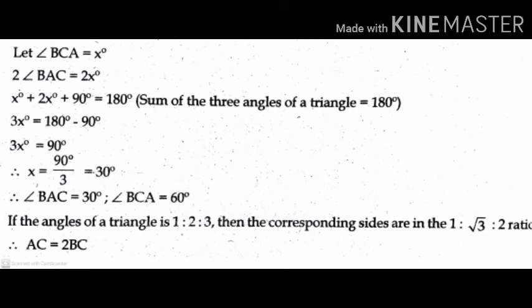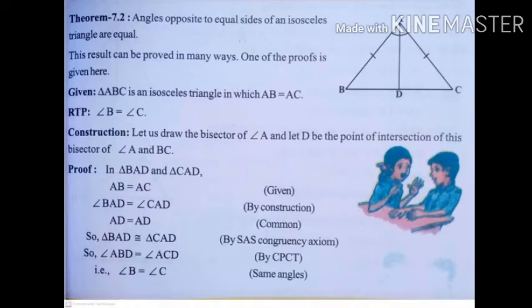If the angles of a triangle are in the ratio 1:2:3, then the corresponding sides are in the ratio 1:√3:2. Therefore, AC is equal to 2 times BC. Hence proved.